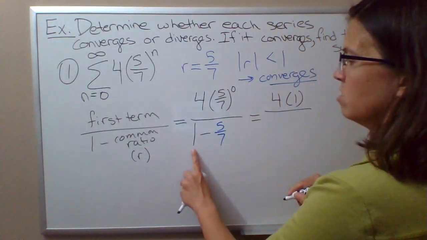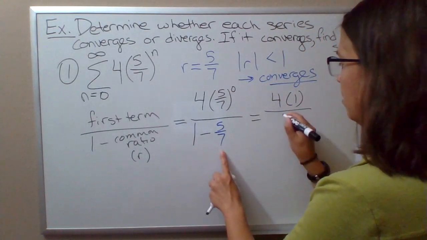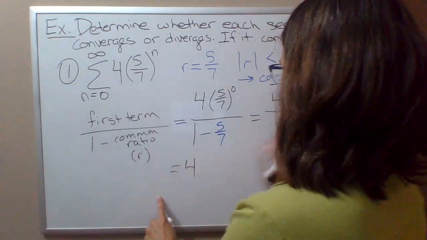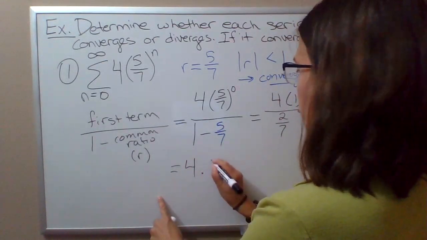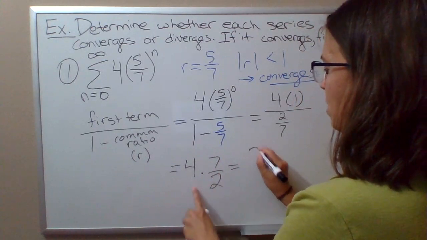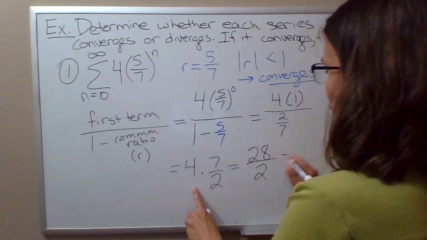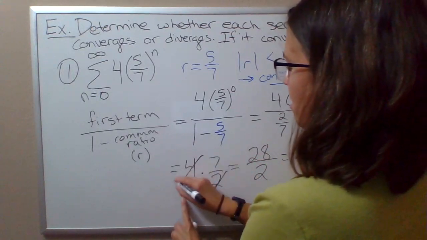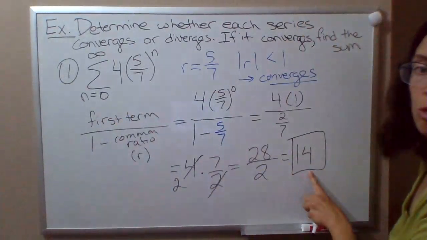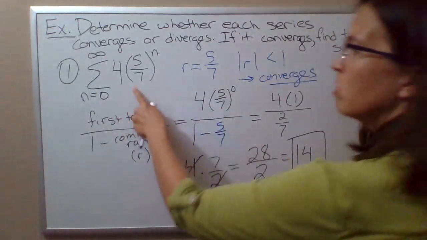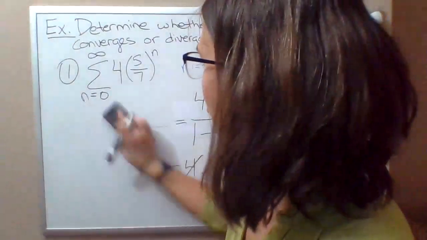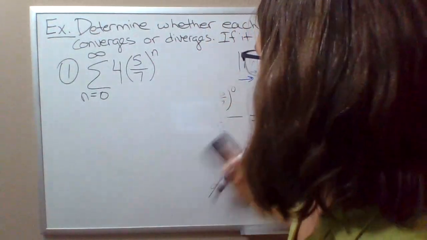If we think of this as 7 over 7 minus 5 over 7, then this denominator is 2 over 7. And so instead of dividing by 2/7, we can multiply by the reciprocal, 7 over 2. And so we get 28 over 2, so 14. Or we could have just done this, that would have made more sense. But so this infinite sum converges to 14. I think that's our answer. And if you just write sum equals 14, then it is implied that the series converges, if you would rather write your answer that way.